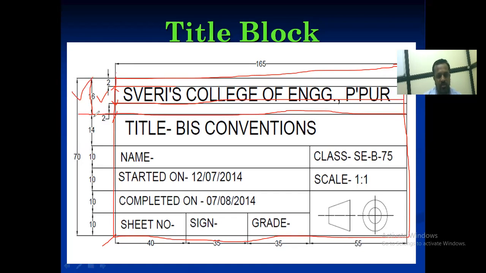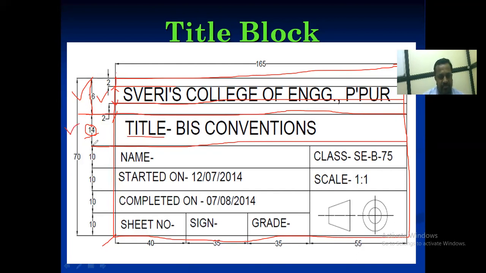From this line, again we have to draw one horizontal line at a distance of 14 mm. So we will draw here like this, and in between these two lines we have to write down the title of your drawing. What is the title of your drawing? And whatever the name of the firm and the titles are, all letters are required to be capital. Now the name of the firm is completed, and the title is also completed.